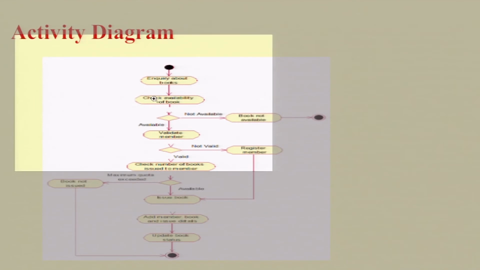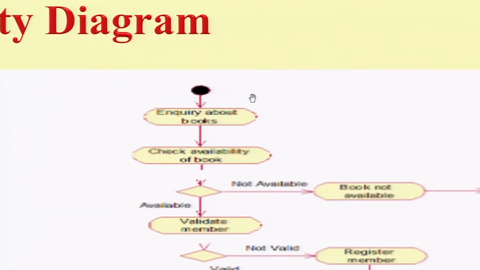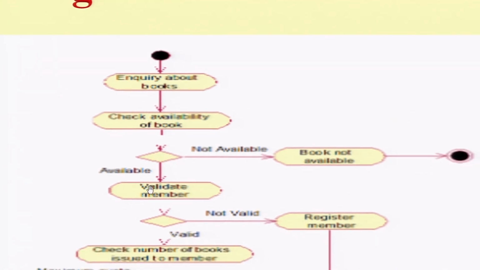Then next is the activity diagram. In the activity diagram, we have an enquiry about the books, what sort of activities you are going to do on the screen, how you are going to do your transaction. That is called an activity diagram. You have the enquiry about the books, check availability of the books, and if it is available, the librarian validates the member. If the book is not available, he will say that the book is not available, and it goes to the stop or end.